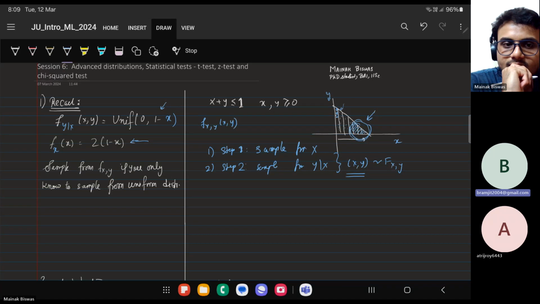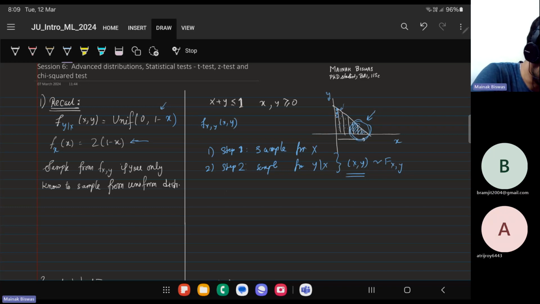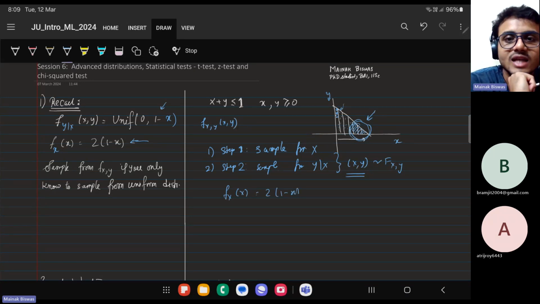So can we use a function that has to sample according to f of x? If you recall, f of x is given to you as 2 into 1 minus x. So how did we sample from f of x? We sampled from uniform, and you had submitted that homework. We sampled from uniform and we took F inverse, capital F inverse, or the CDF's inverse, right?